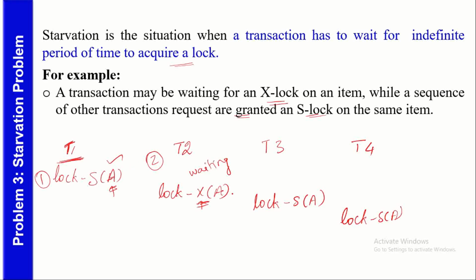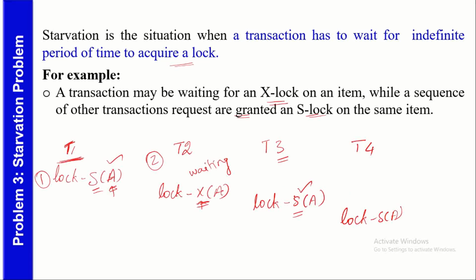By this time T3 enters and it requests a shared lock on A. This request will be granted now, though T1 is holding a lock on A, because shared and shared are compatible, there is no conflict. So currently T1 and T3 are holding a shared lock on A because multiple transactions can perform read operations on the same data item.